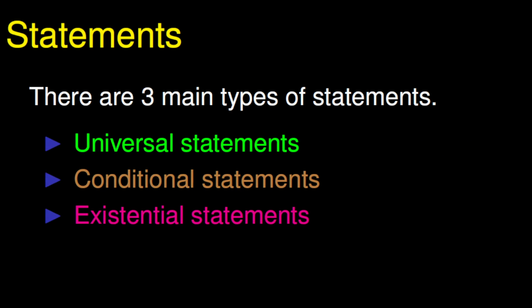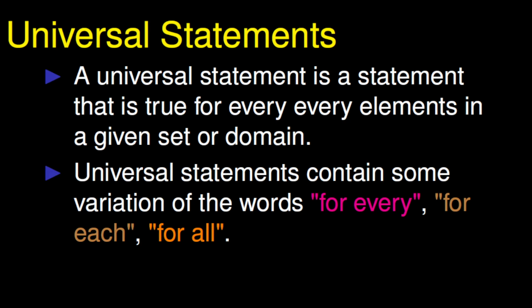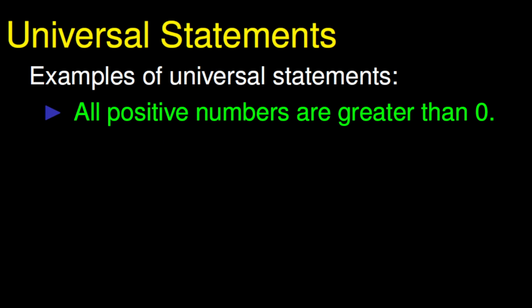There are three main types of statements: universal statements, conditional statements, and existential statements. From these three main types, we will be able to construct a wide range of mathematical statements. A universal statement is a statement that is true for every element in a given set or domain. Usually, universal statements contain some variation of the words for every, for each, for all. Let us list a few examples of universal statements.